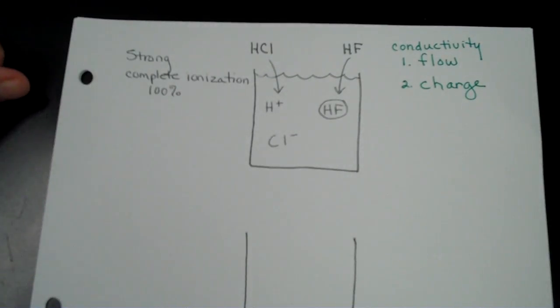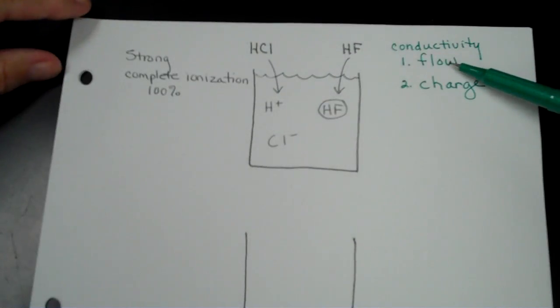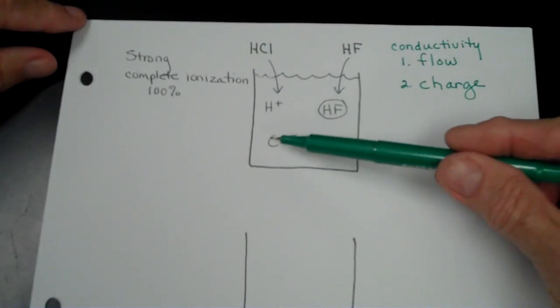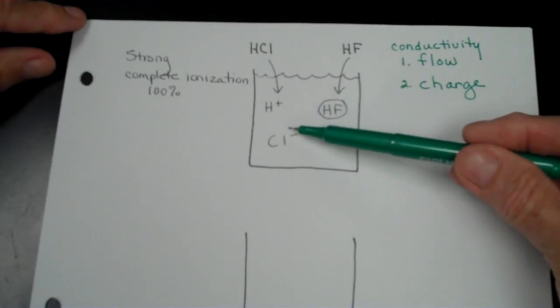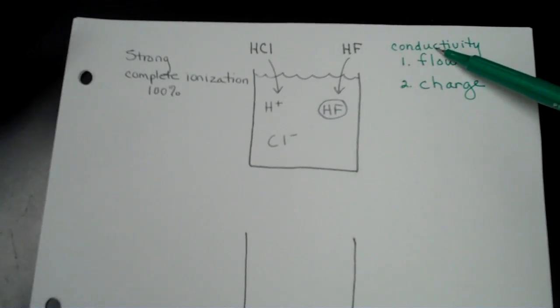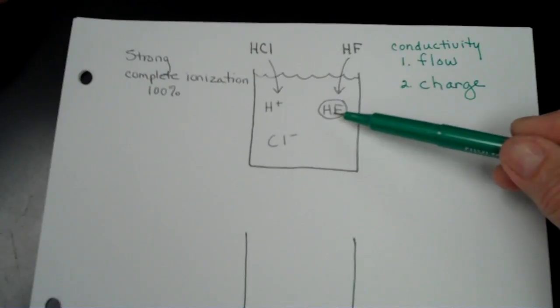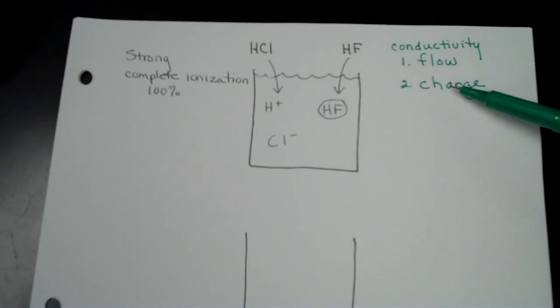HCl is a good conductor. It is a good conductor because it meets the requirements of flow once it's dissolved in the water, and there are charged particles. Weak acids, HF, are not good conductors. Even though they're dissolved and in water, there is no charge.